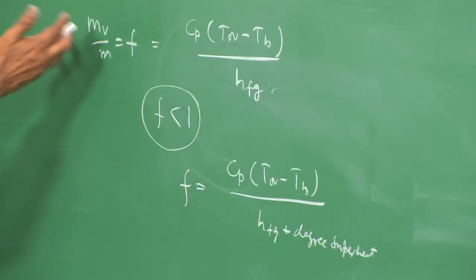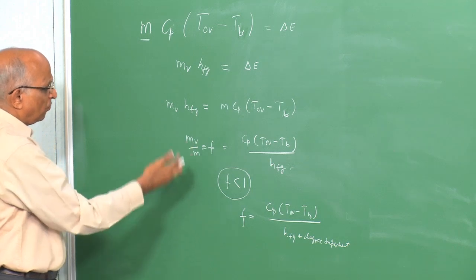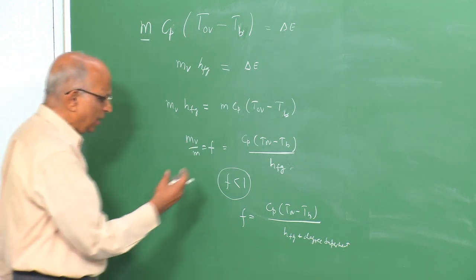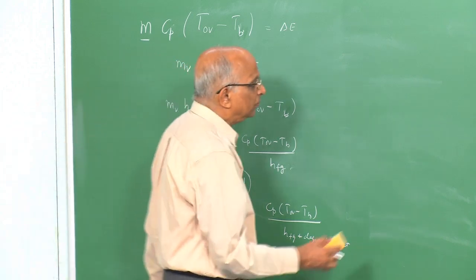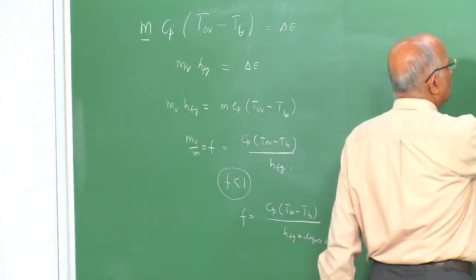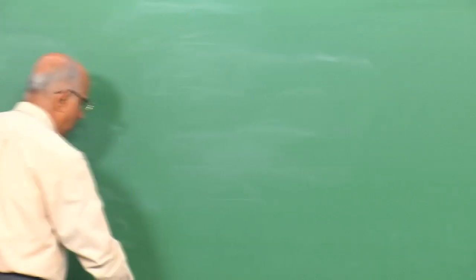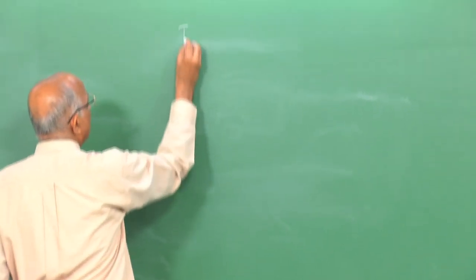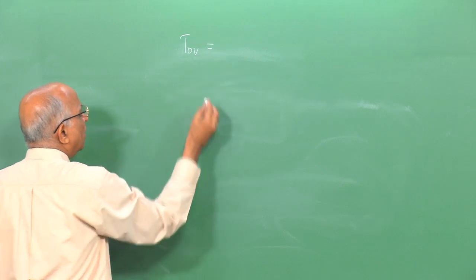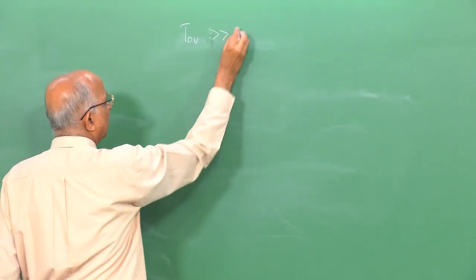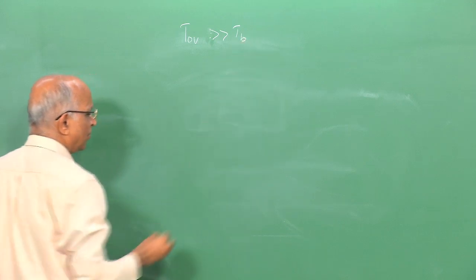But let us look at this particular formulation in a slightly expanded form. We are thinking in terms of, let's say, the overheated temperature, or the metastable temperature T overheated, being very much greater than the boiling point temperature.